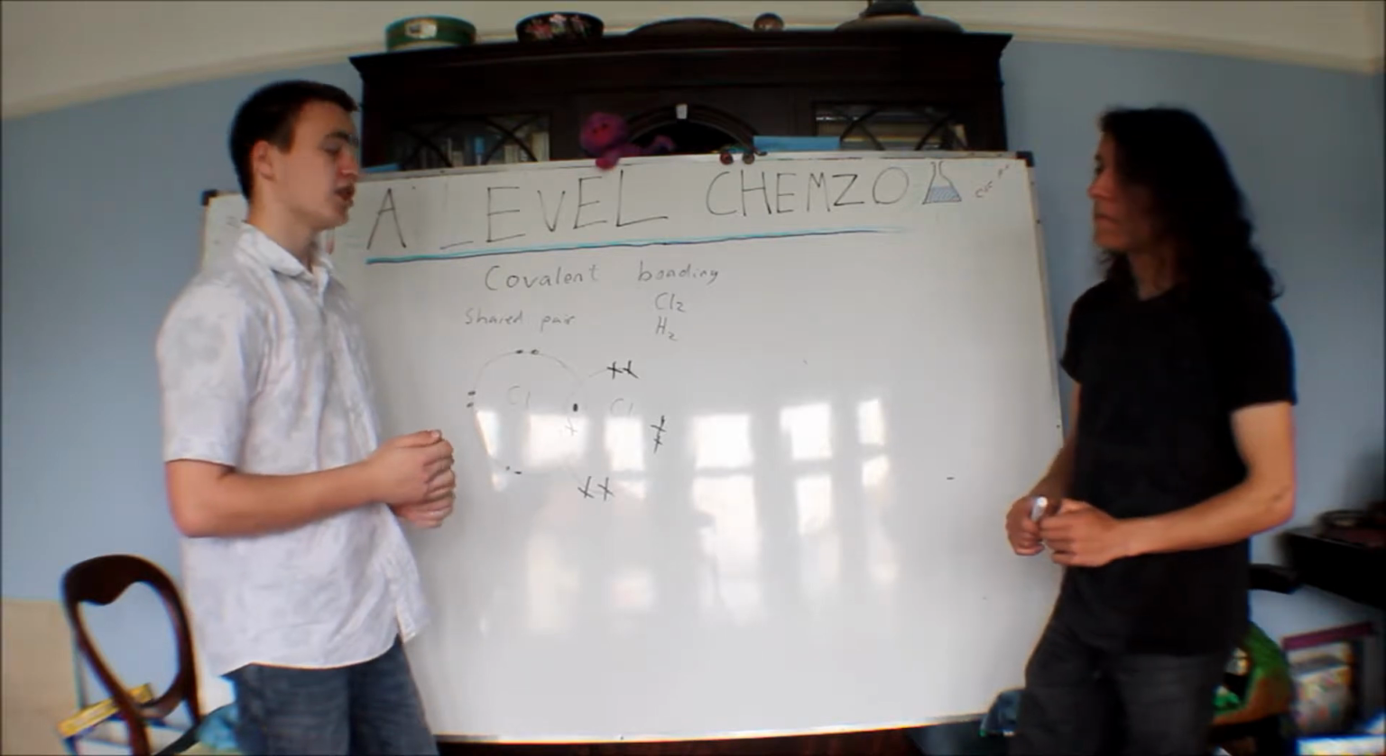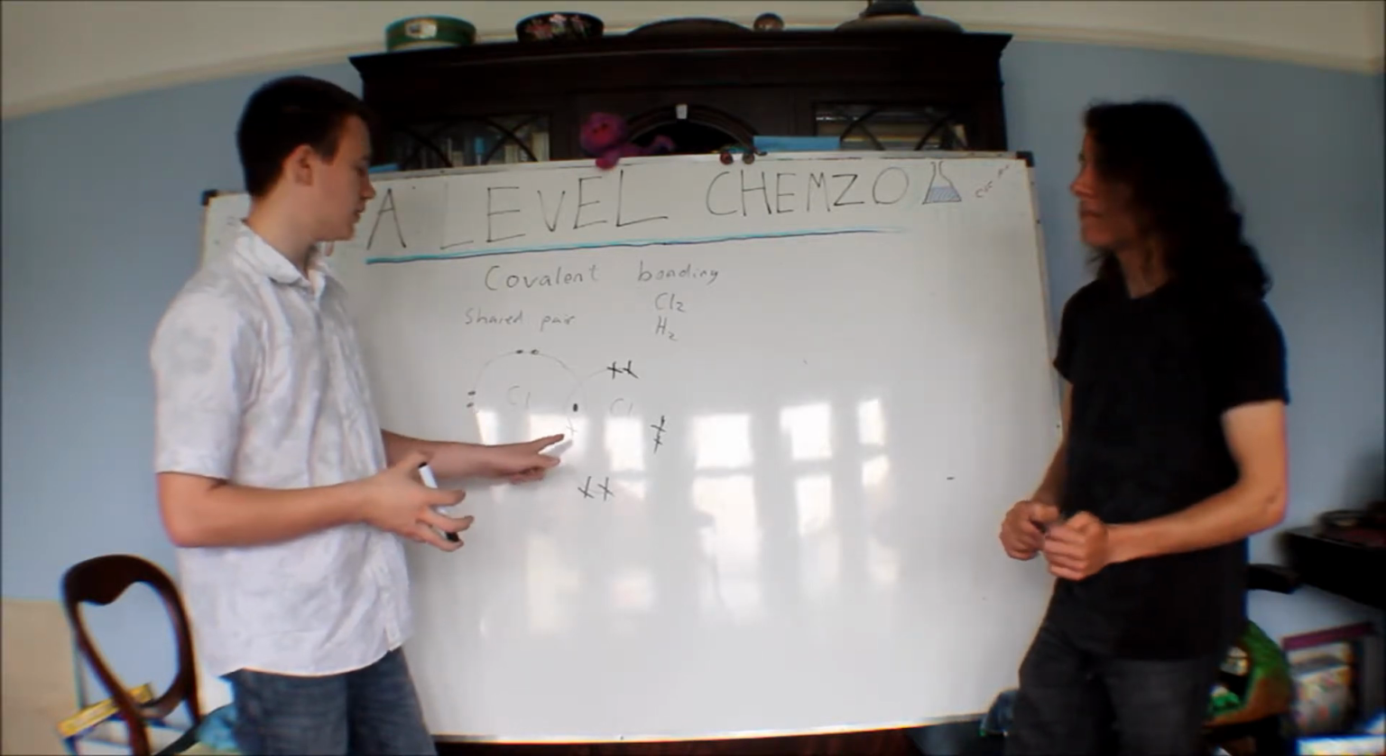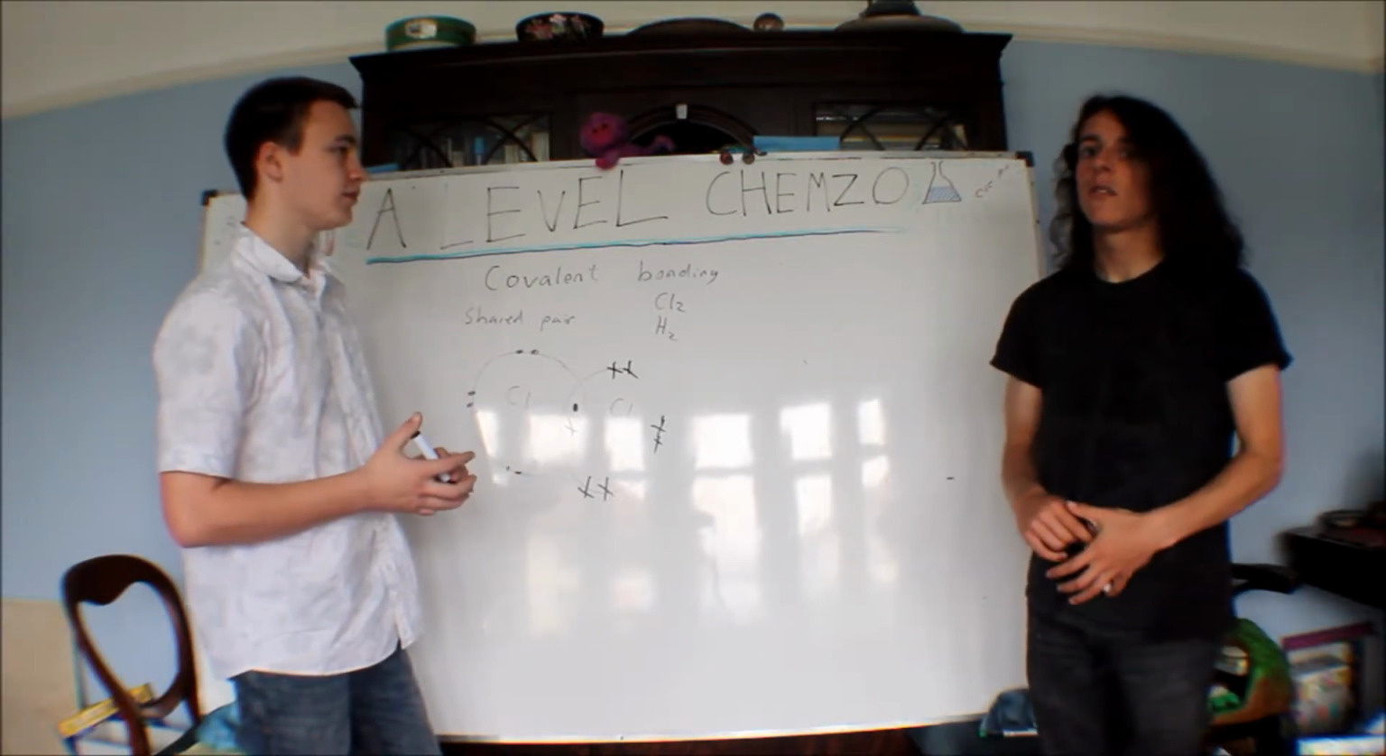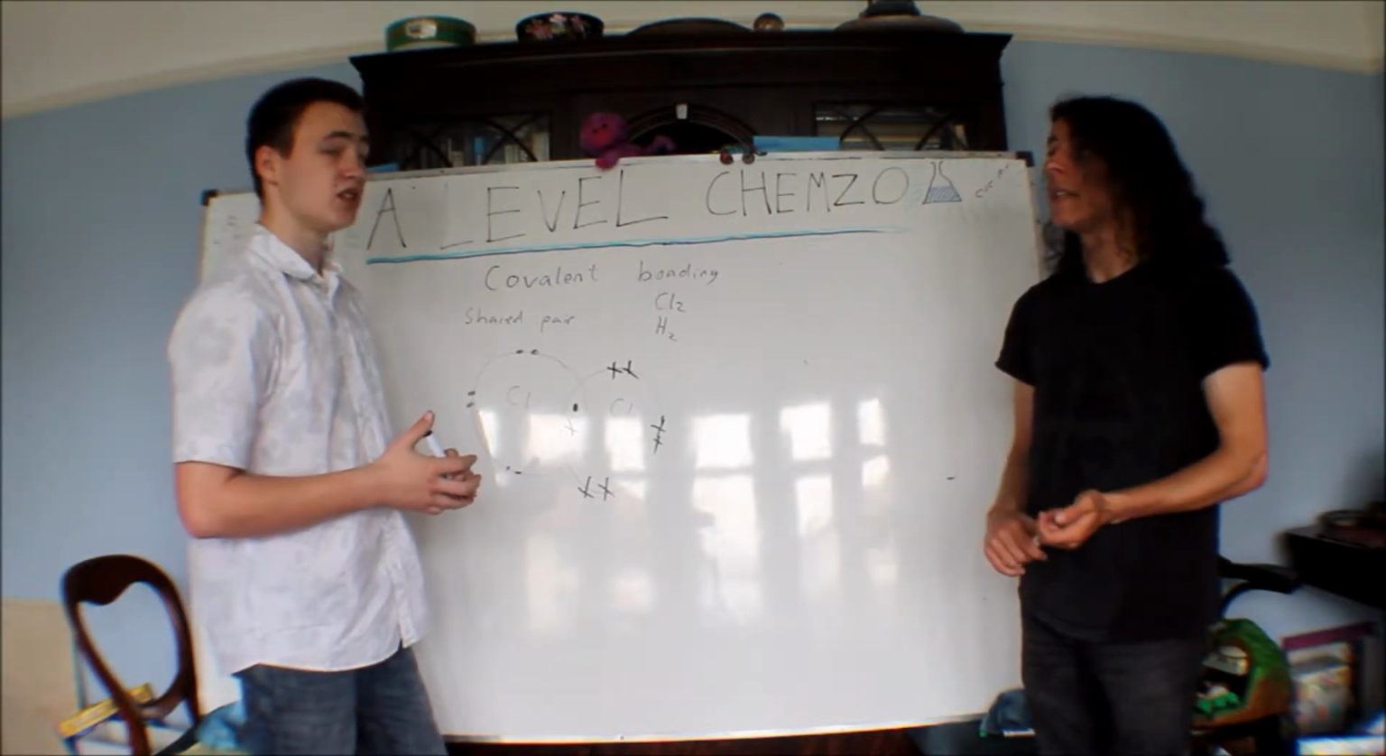The next thing you've got to know, it's not always a single bond like this. You get something called double bonds or dative covalent bonds.